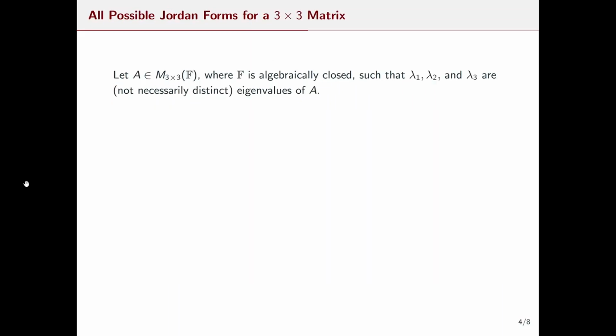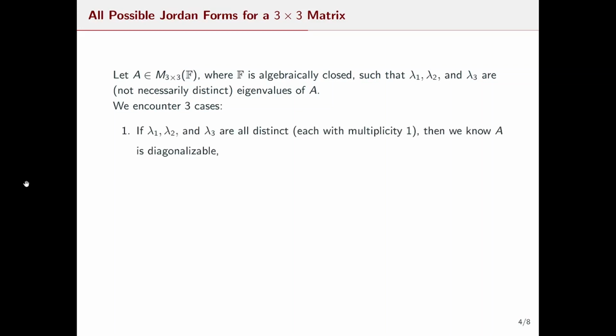Now let's take a look at a family of examples. If we let A be an arbitrary 3x3 matrix with entries from an algebraically closed field F such that it has 3 eigenvalues, then we're going to encounter 3 cases. The first case is familiar, and it's one that we like, and it's when all of the eigenvalues are distinct. Then we know A is diagonalizable. And the Jordan canonical form is actually just the diagonal matrix that has as its entries the eigenvalues of A.